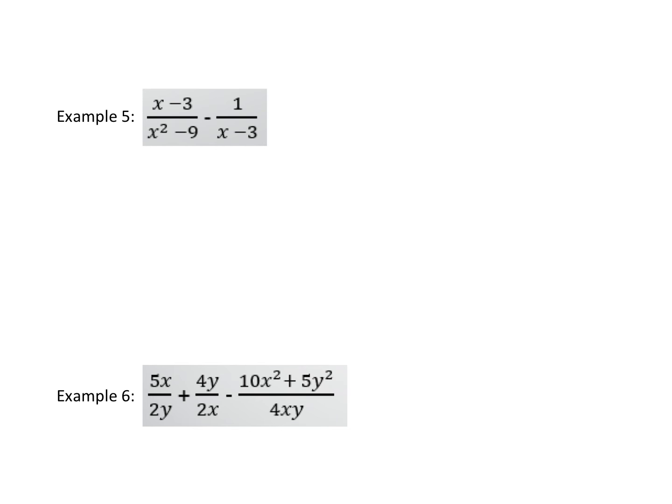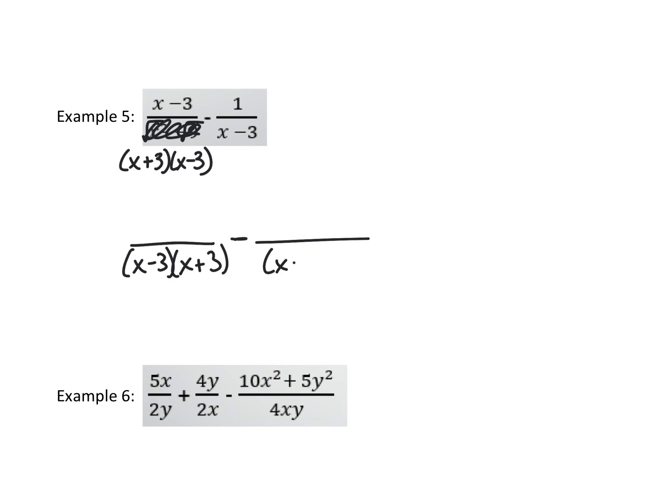Okay, so we factor both denominators. We start with the first one, x squared minus 9. What can that do? Square root of both terms, and it becomes perfect: x plus 3, x minus 3. Will the second denominator factor? Nope. So now we need to find our common denominator. What's it going to be? x minus 3 and x plus 3. Good. We have to have them both. We have to have everything.